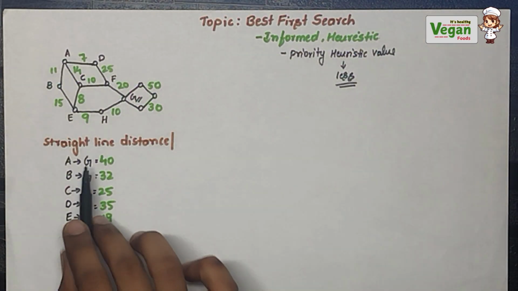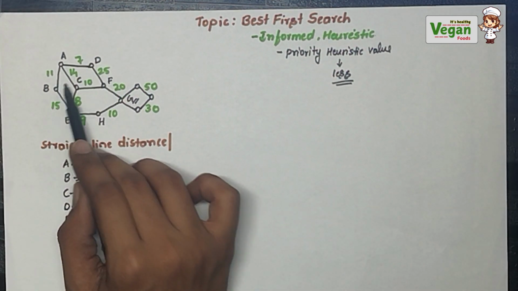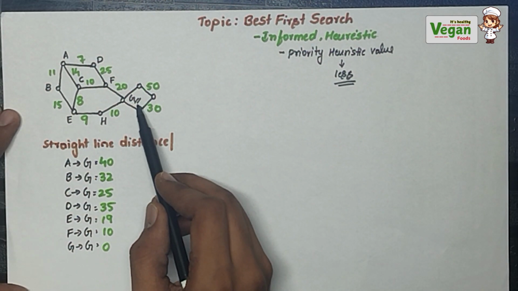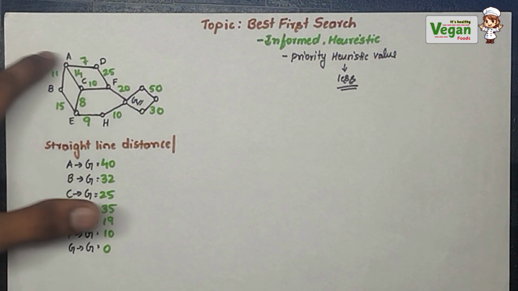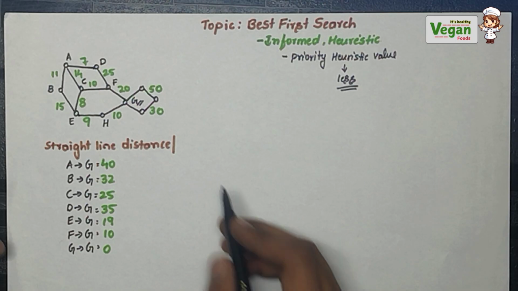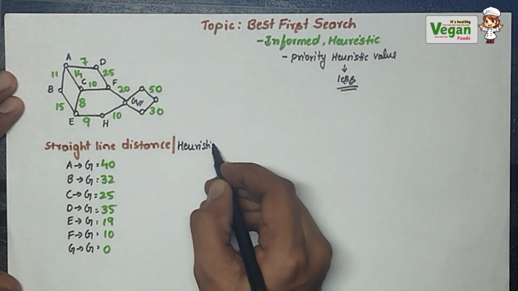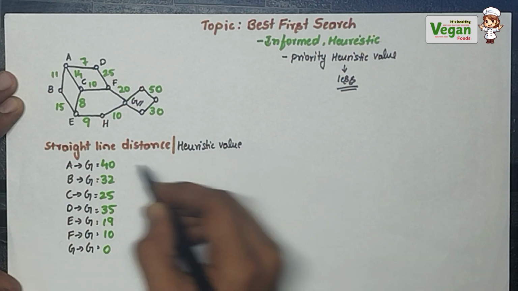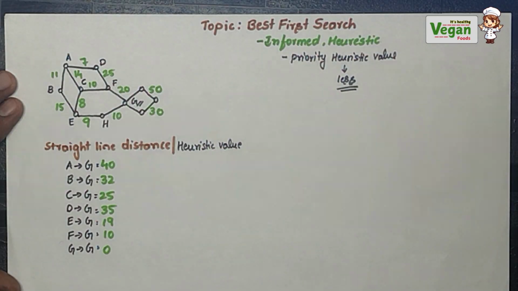If you see here, the straight line distances from A to G or B to G, and so on, where G is the goal state we want to reach. All the straight line distances are given. We can call the straight line distances heuristic values also. They will give these in the exam.